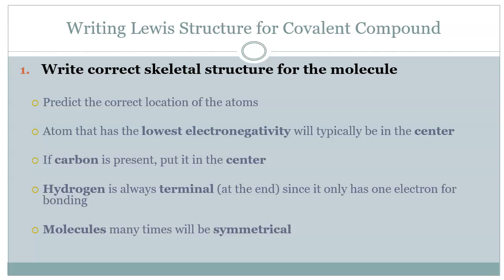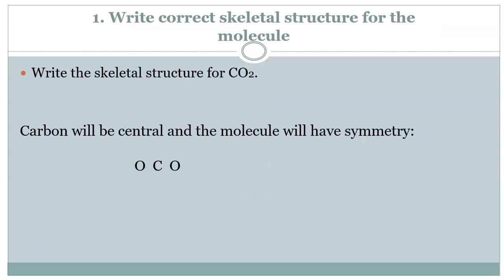Molecules most of the time will be symmetrical, so whenever we're laying these out, typically we make them symmetrical. So let's do an example: a skeletal structure for carbon dioxide. For this skeletal structure, we have carbon in the middle, which is what you see here, and then we have oxygen around the outside because that helps to make it symmetrical.